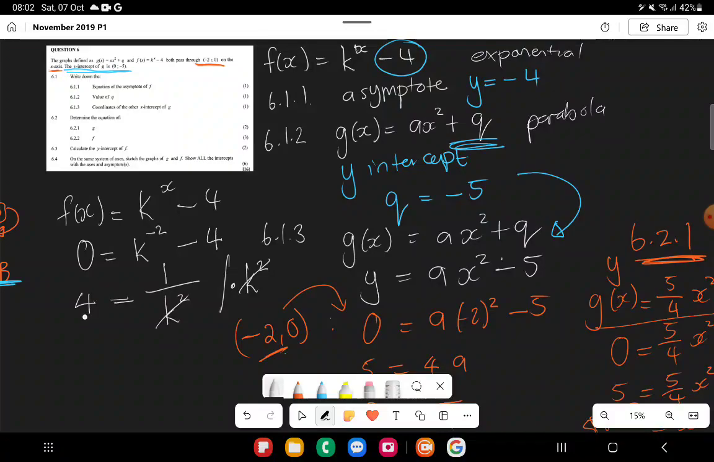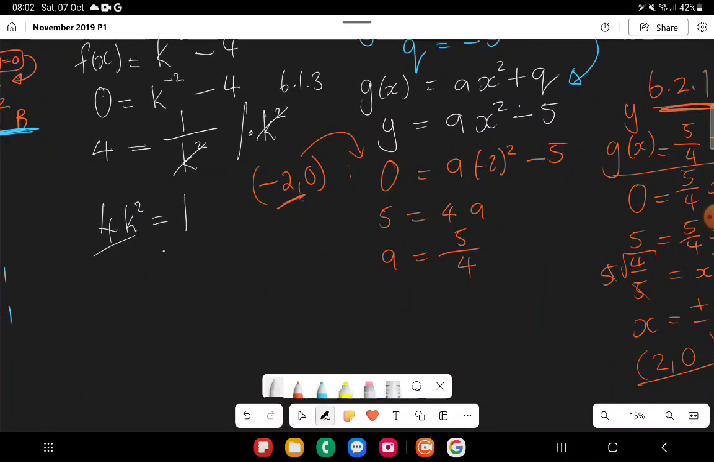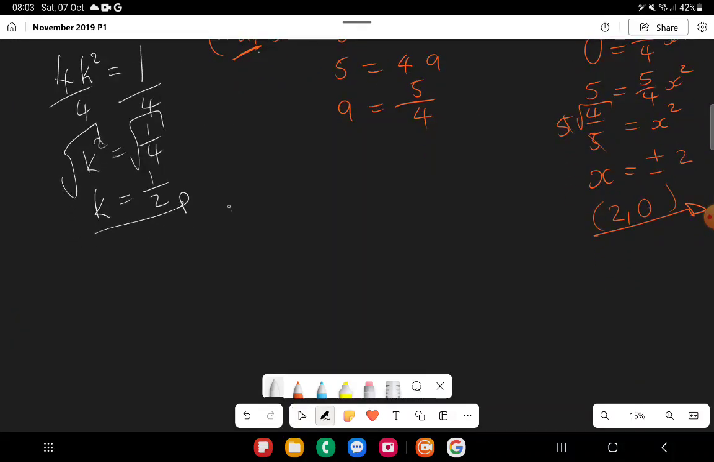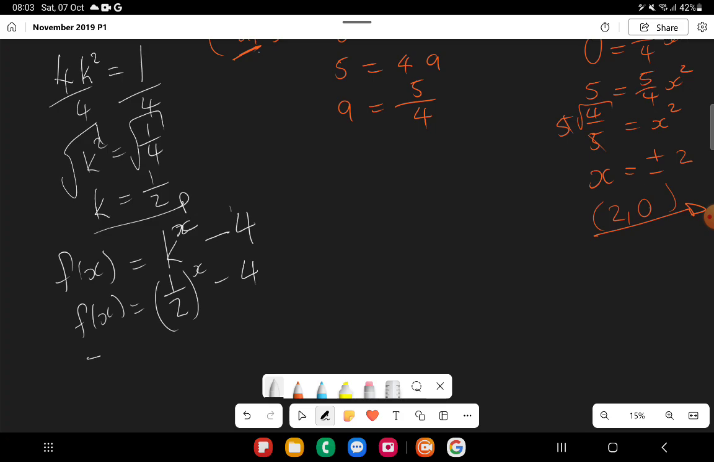So these two cancel out. I have 4k squared is equal to 1. Then I divide by 4, so k squared is equal to 1 over 4. So k is equal to 1 over 2, because I square root everything. This leaves me with the equation. Originally f of x was k to the power of x minus 4. Now f of x is equal to 1 over 2 to the power of x minus 4. That's my equation.